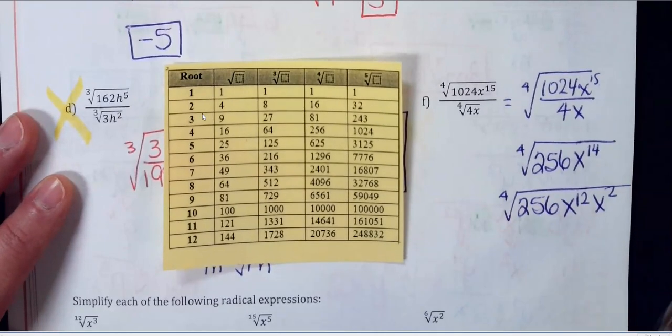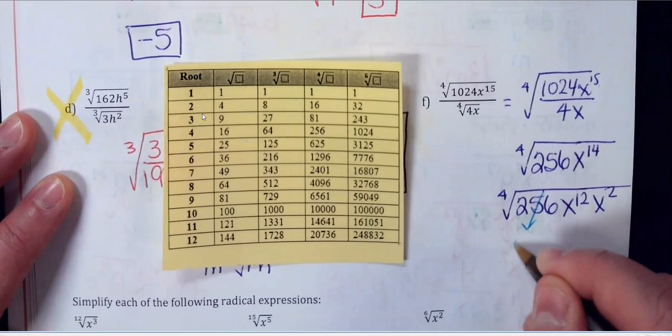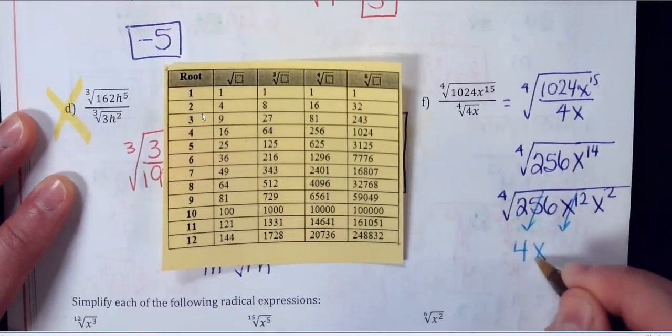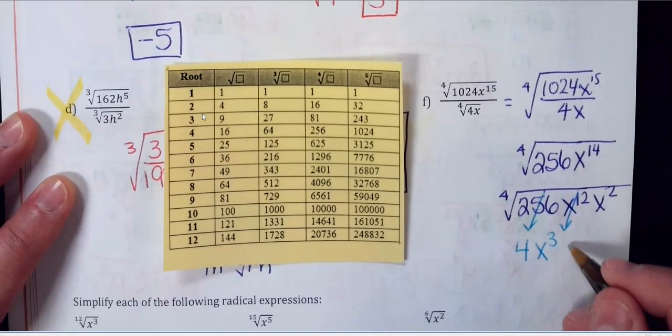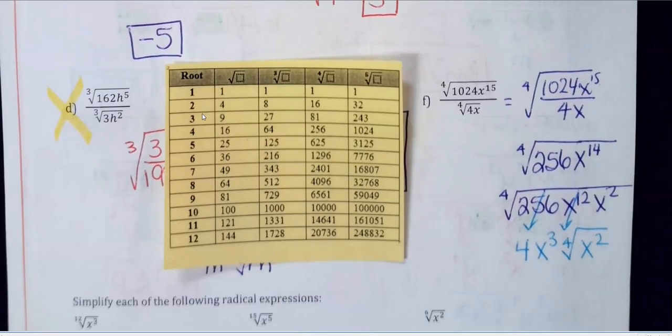And then I'm going to remove any perfect fourths. So 256 is going to come out as 4. The x to the 12th exponent divided by the index of that root would become x to the 3rd. And then still left under my 4th root is going to be the x squared.